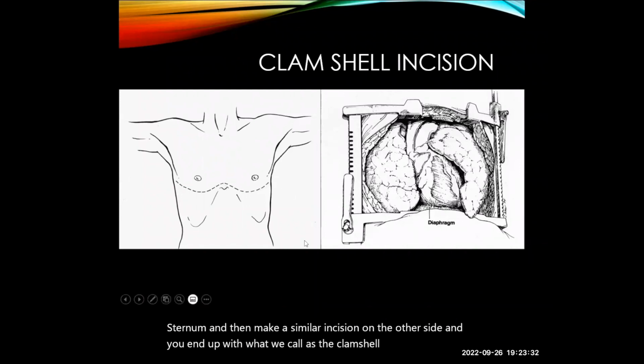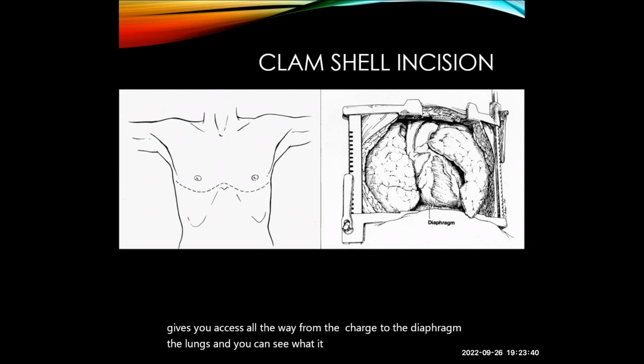Yeah, so this one gives you access all the way from the aortic arch to the diaphragm, the lungs, and you can see what it is and then deal with it. So these are all acute emergencies, and sometimes it is done by emergency physicians, especially in a major trauma center, and then they'll call you to say, look, we've done this, can you come and help us out?